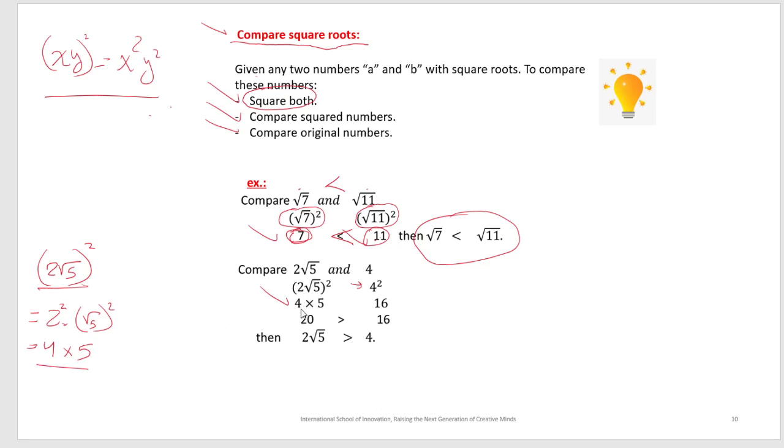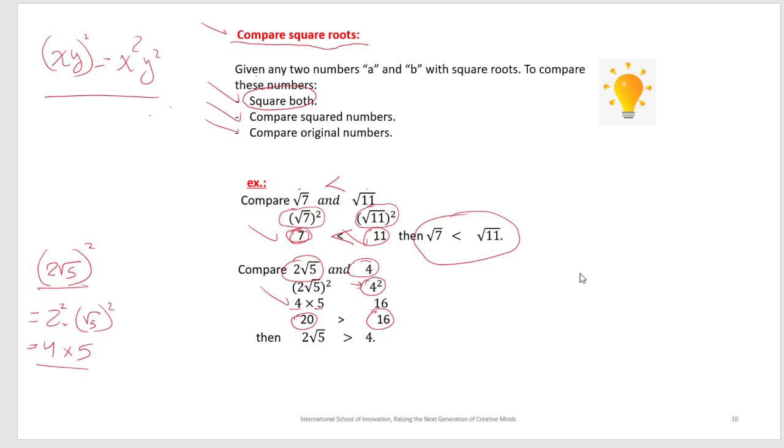2 squared is 4. Radical 5, when you make it squared, you will get 5, not 25, it is 5. 2 times 2 is 4, radical 5 times radical 5 is 5. And we compare: we square the right side, which is 4 squared is 16. So 4 times 5 is 20, and here 16. Since 20 is greater than 16, this is greater than this.